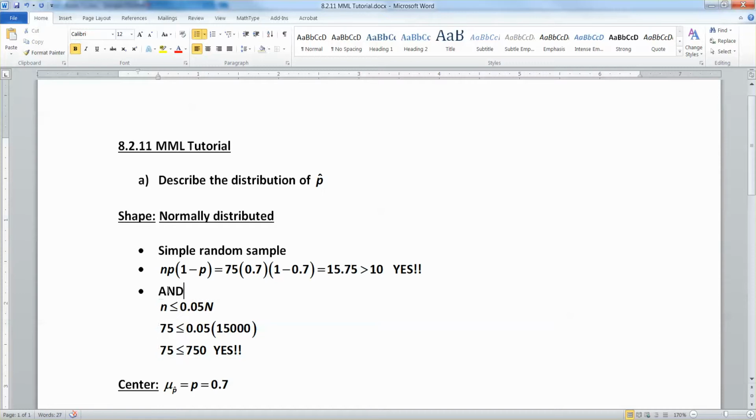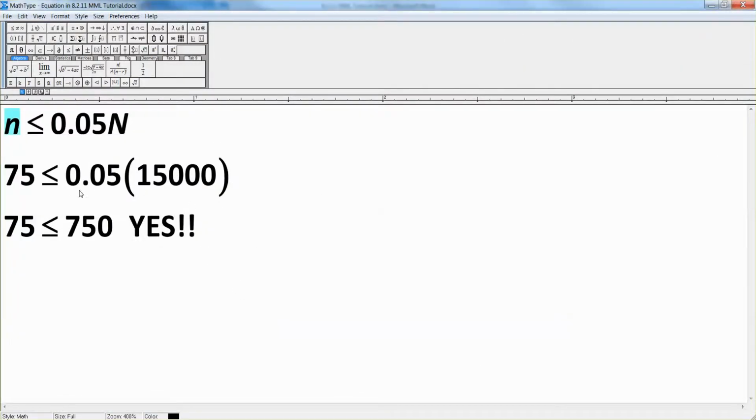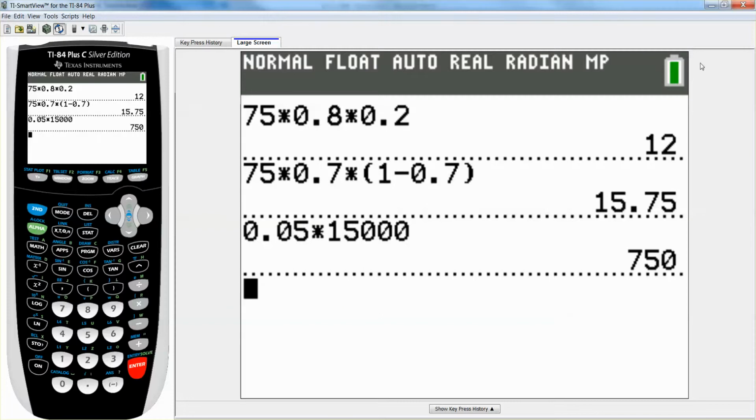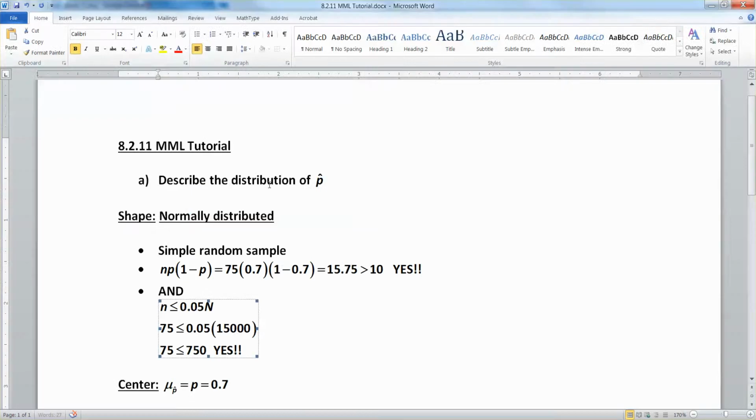And then I have to prove that it's independent. I need to know that little n, which is my sample size, which was 75, is less than 5% of the population size. The population size in this case is 15,000. So 0.05 times 15,000 is 750. And 75 is certainly less than 750. So yes, I have that condition met as well. That means all three conditions are met, and that's what makes this normally distributed.